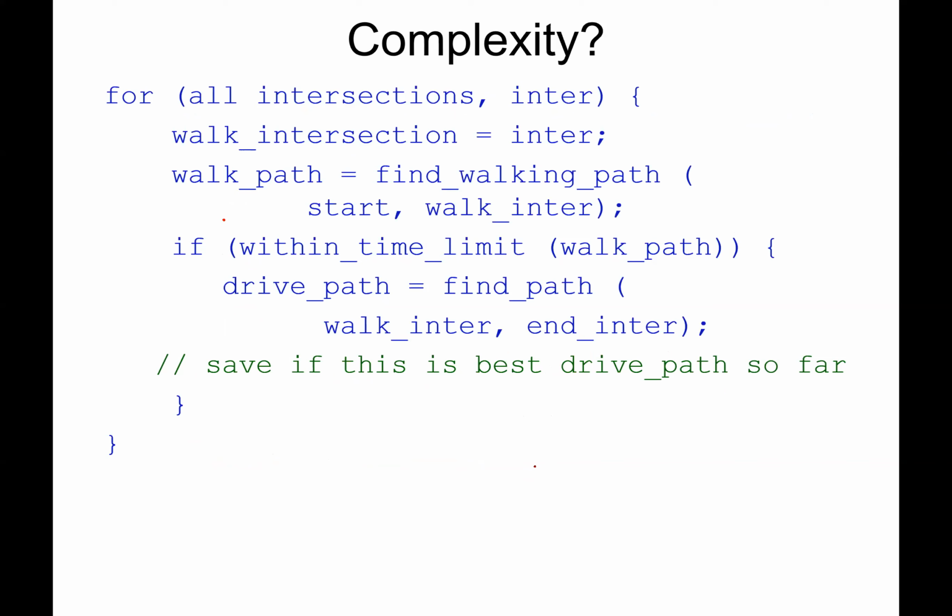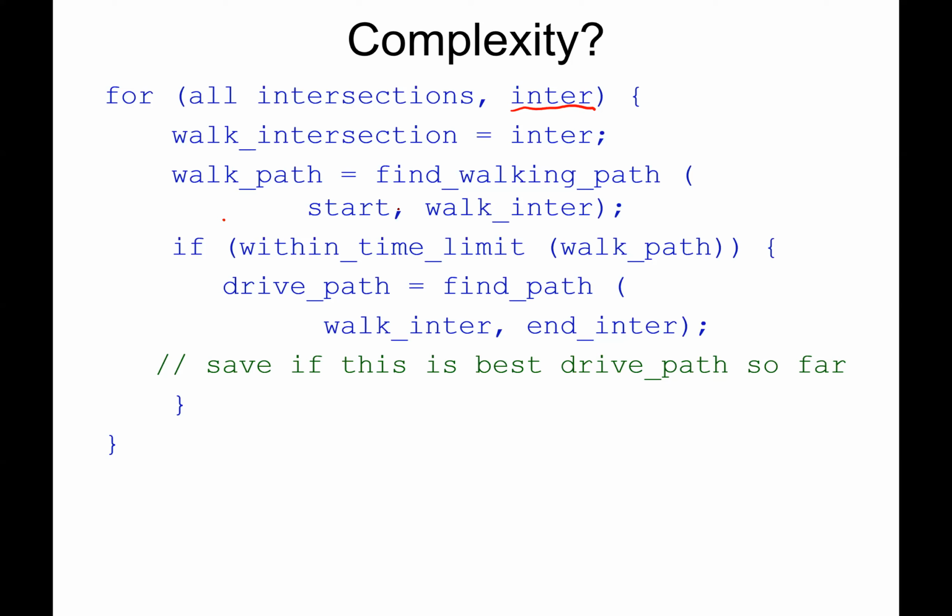And what I'm saying is I'm just going to go through all intersections. I'm going to define a variable called inter, which is the intersection I'm looking at right now, but I'm going to go through all n of them. So I'm going to say my walk intersection is equal to this intersection. And then I'm going to call my find path function, but use walking time limits instead of driving time limits. So I had to update my find path function a little bit to do that.